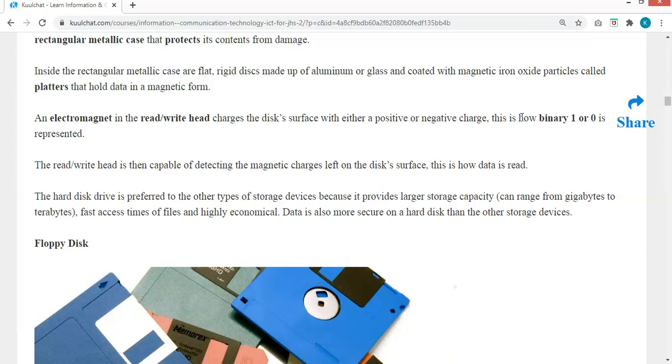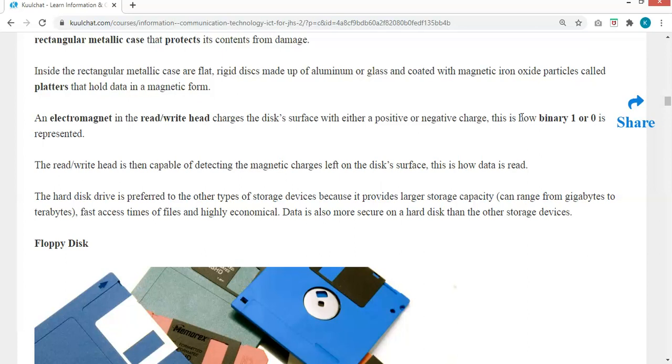Okay, so this electromagnet, which reads or writes information, charges the surface of the disk. So it either gives a positive or negative charge. If it gives it a positive charge, it means it's writing 1. If it gives it a negative, it's writing 0. So we'll have binary data on the hard disk, which the machine will be able to read later and know what kind of information is on the disk. So that's how we write information to the disk.